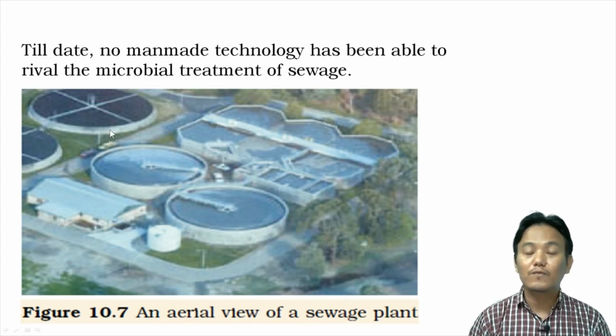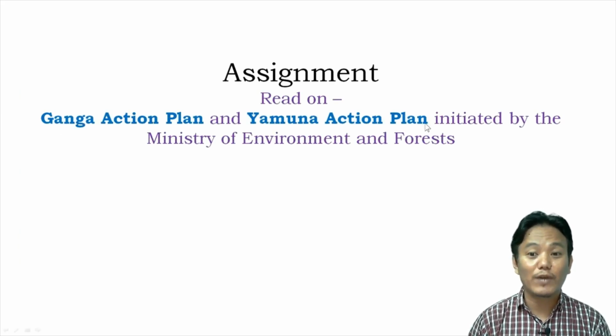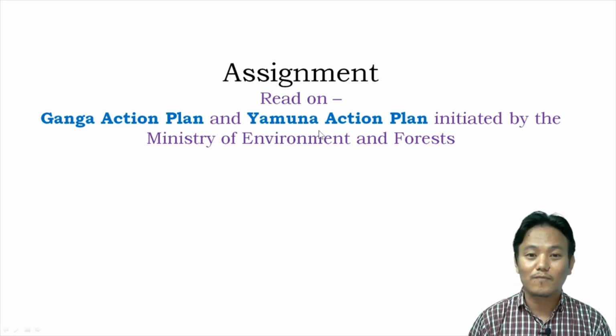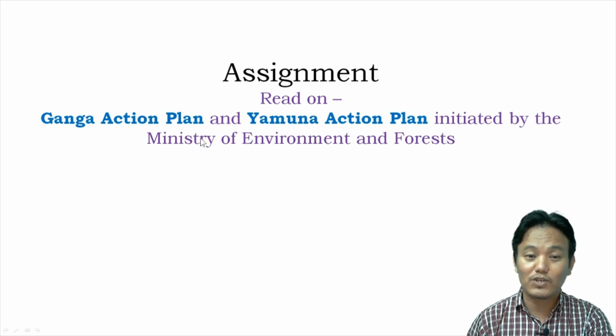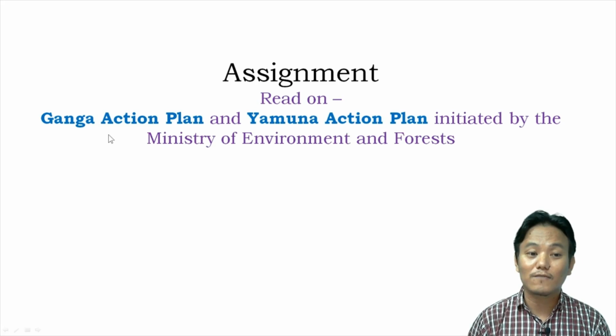With this, we are done with microbes in sewage treatment. Before we move on to microbes in production of biogas, you may want to look up some information regarding the Ganga Action Plan and Yamuna Action Plan. Right. So these two action plans were initiated by the Ministry of Environment and Forests in order to clean the Ganga and Yamuna rivers. Right. Not much information is provided in your textbook apart from just mentioning their names, right? So it is advisable that you do a little bit of research and find some more information regarding these two action plans.